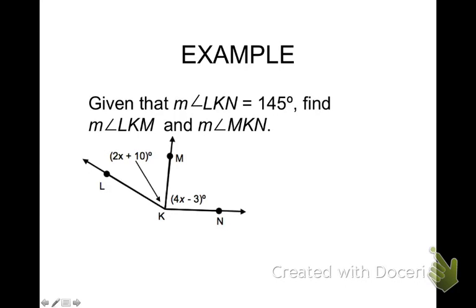Okay, so let's look at this third example under the angle additions. It says, given that the measure of angle LKN, so that's the whole entire angle, is 145 degrees. And it's giving me that each section is a specific algebraic expression. I'm asked to then find the measures of each of those individual angles. So, angle addition says this top angle plus this bottom angle should equal how many degrees?